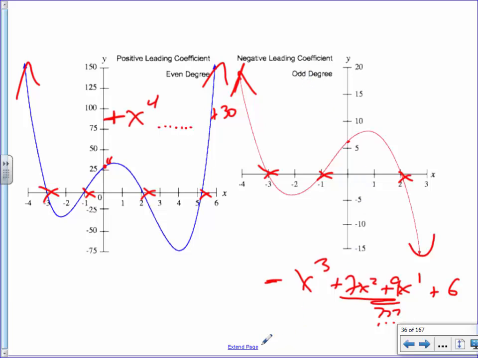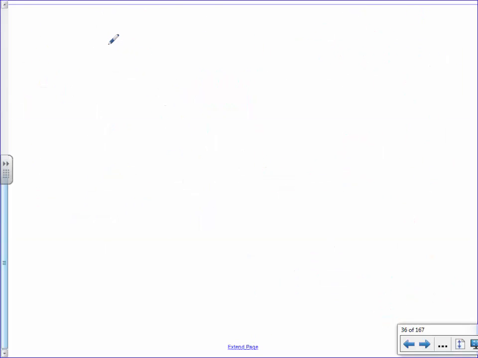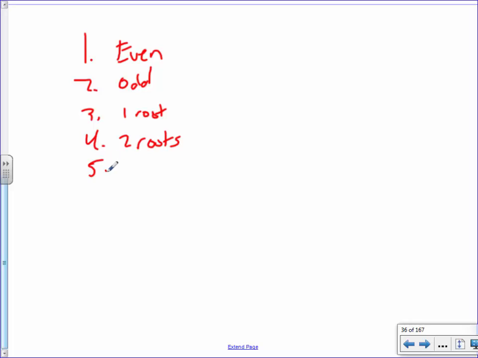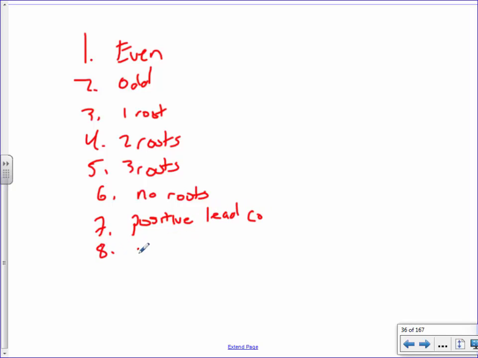They like to, on the diploma, do something like this. They make like a grid where they'd say, give me a second, let me make a question for you. 1 would be even. 2 would be odd. 3 would be 1 root. 4 would be 2 roots. 5 would be 3 roots. 6 would be no roots. 7 would be positive leading coefficient. 8 would be negative leading coefficient.